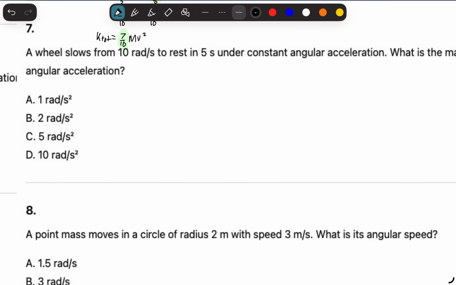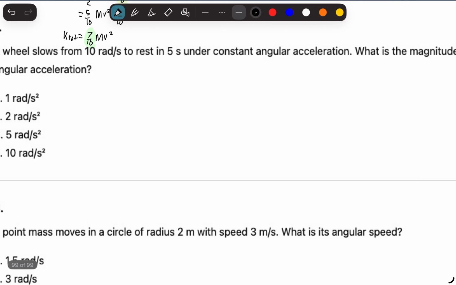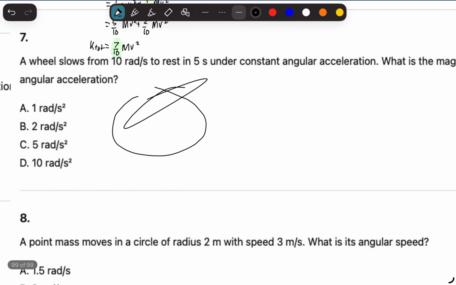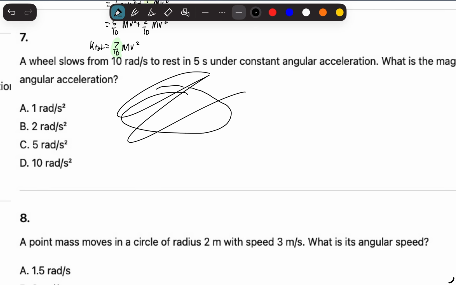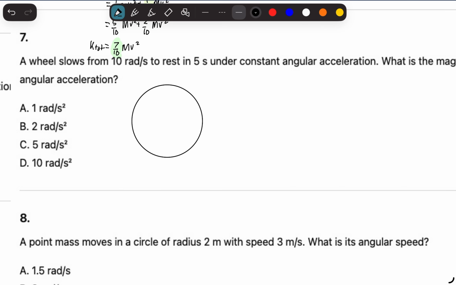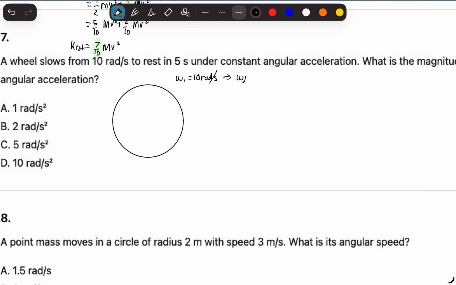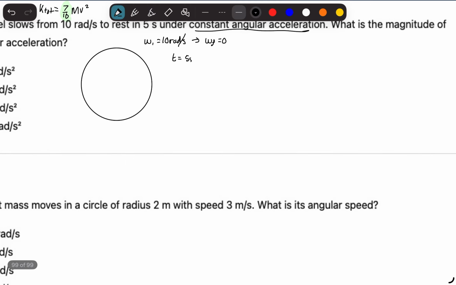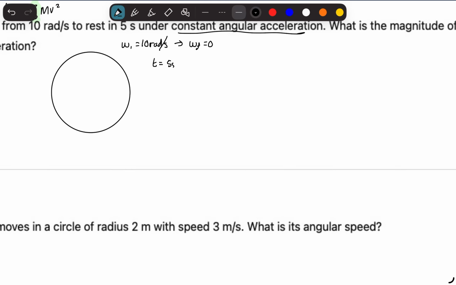A wheel slows from 10 rad per second to rest in 5 seconds under constant angular acceleration. What is the magnitude of the angular acceleration? So we have our wheel here. It's initially 10 rad per second, and it goes to rest. And your time is 5 seconds. Constant acceleration, you can use kinematics. So we want angular acceleration.